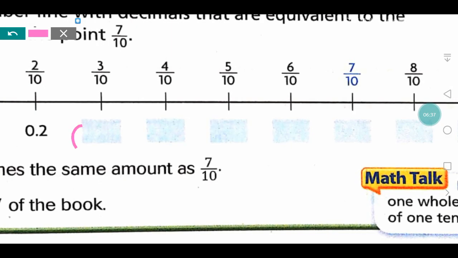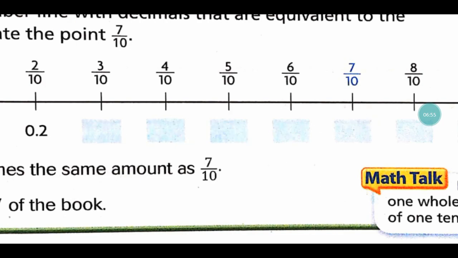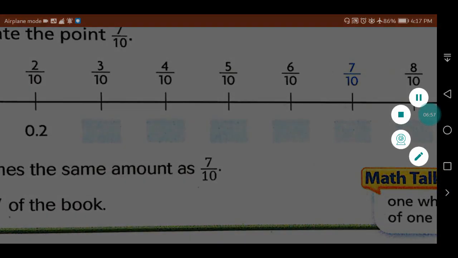We write it here 0.3, and here 0.4, and here 0.5, and so on. Okay, understood?